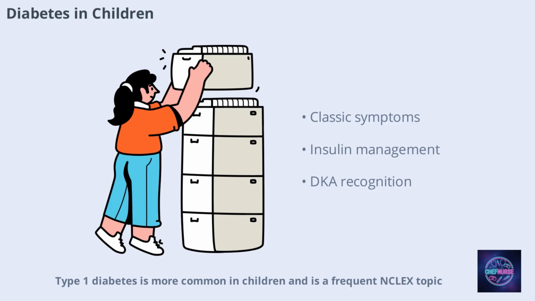Type 1 diabetes is more common in children and is a frequent NCLEX topic. You should know the classic symptoms: polyuria, polydipsia, and weight loss.